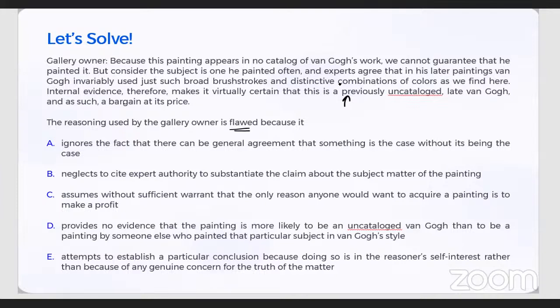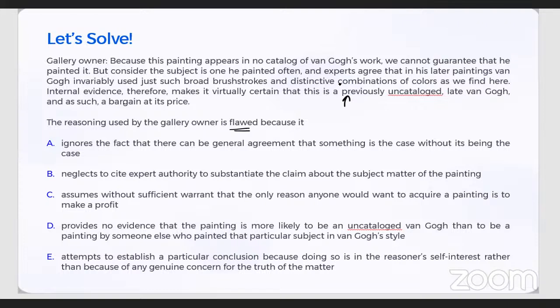In other words, is there any gap? Is there any weakness already present in the reason? Is there an unsupported assumption? Is there some kind of a pattern? Is there an alternative explanation that has not been ruled out? What is happening over here? That's what we have to figure out. Ultimately, you have to choose the answer that best explains why the argument is flawed.